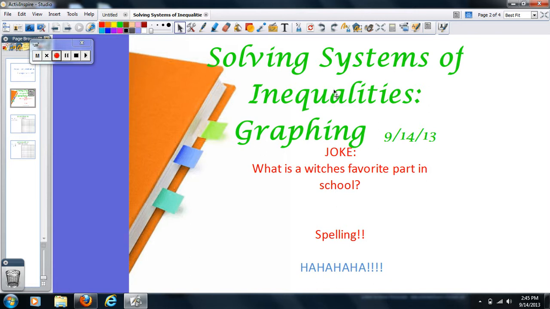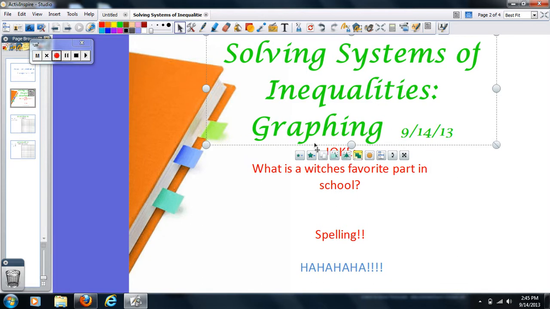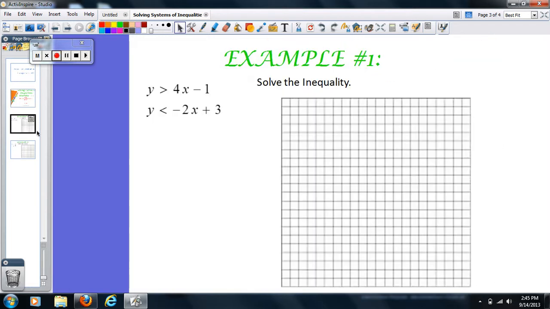So today we're going to be going... So we worked on solving systems of equations. Now we're going to go into solving systems of linear inequalities. And really the easiest and the best way to solve systems of inequalities is by graphing. Okay, so let's look at number one.